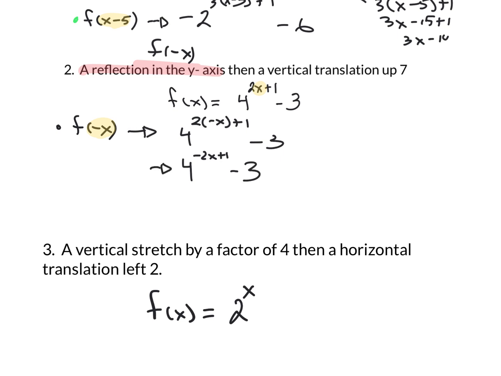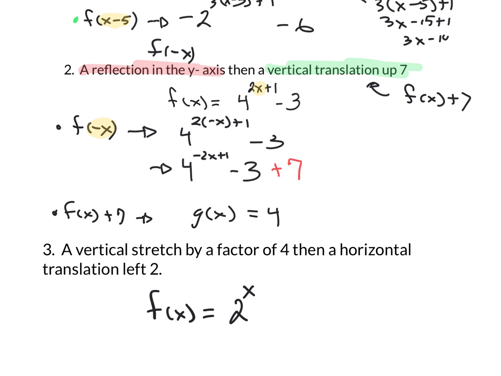So that's where we are. Then we need to do a vertical translation up 7. Remember, a vertical is outside the function. So that's f of x plus 7, which means we're just adding 7 to the outside of the function. So our final answer should be 4 to the negative 2x plus 1, and then plus 4. Always make sure your exponents are written up high.